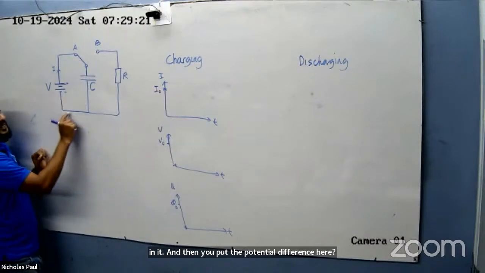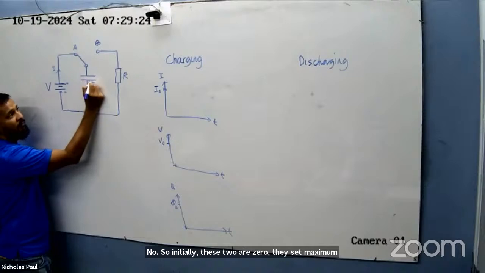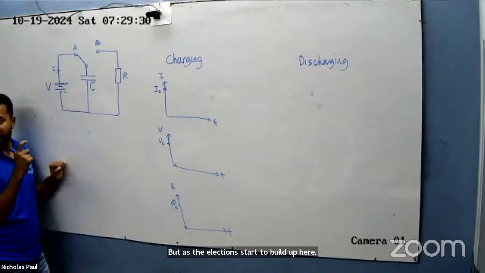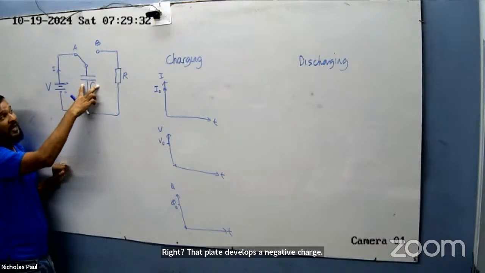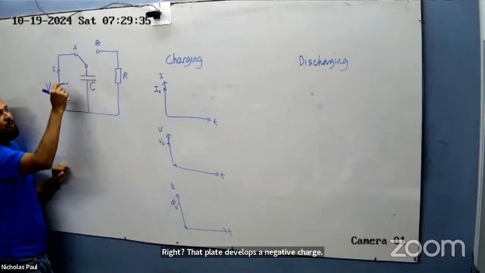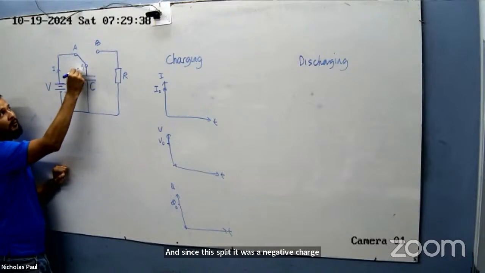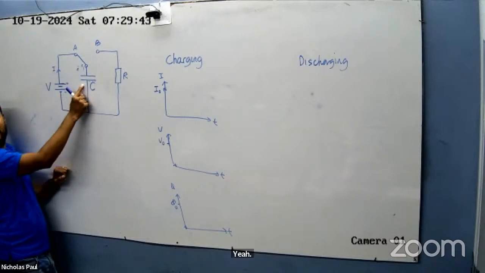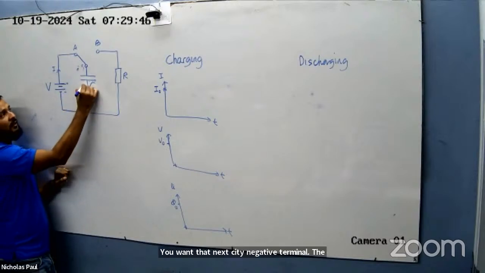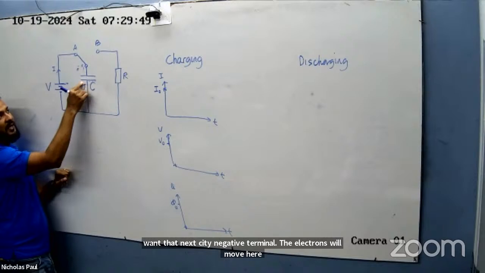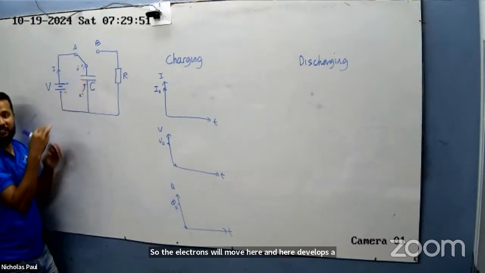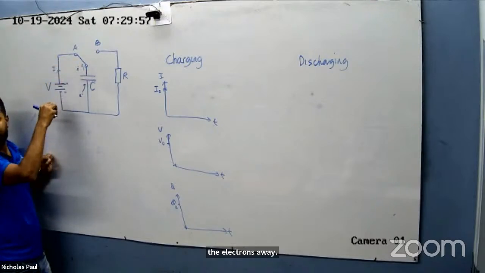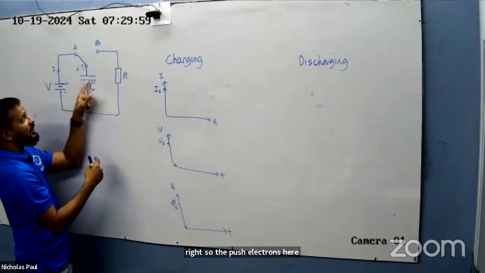But as the electrons start to build up here, that plate develops a negative charge. And since this plate develops a negative charge, what would it do to the electrons here? You want that next to the negative terminal. The electrons will move here, and here develops a negative charge. In turn, because of that negative charge, it will push the electrons away. So it will push electrons here, and charge will begin to build up here.